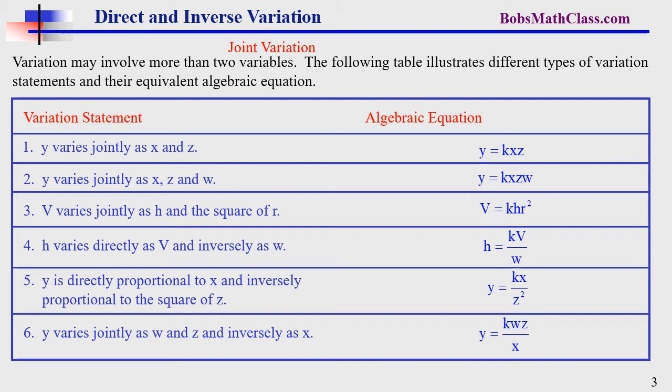First one, y varies jointly as x and z. So we just have the word varies and jointly, no inverse. So there's nothing in the denominator. The only time we have a denominator is when it uses the word inverse or inversely. So x and z are all in the numerator, nothing in the denominator. Of course, there's always a k in front. We could have more than two letters. Y varies jointly as x, z, and w. So that just means k times x times z times w. Of course, multiplication is commutative, so if you wanted to write it in alphabetical order, that would be fine. The w would go before the x.